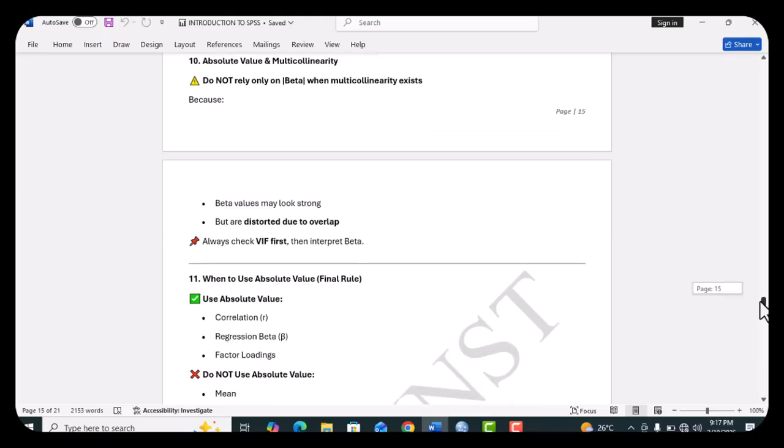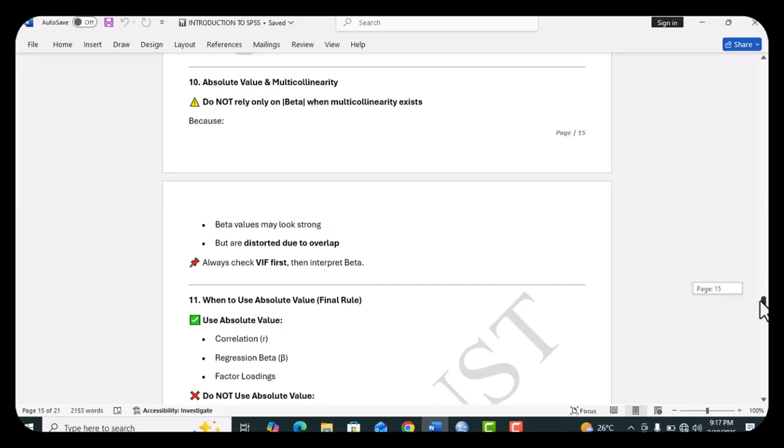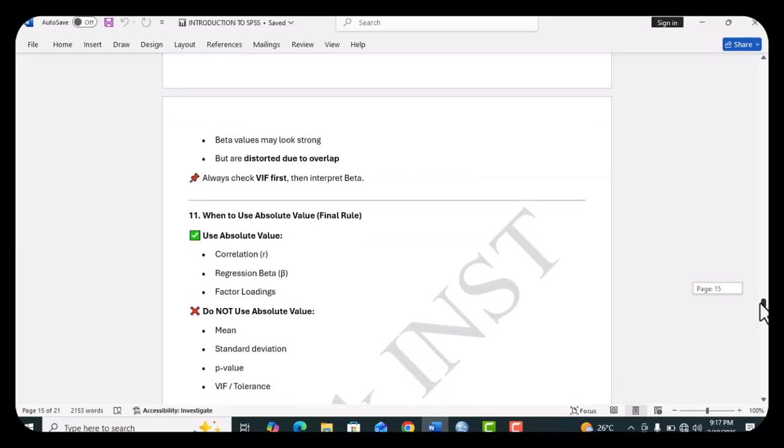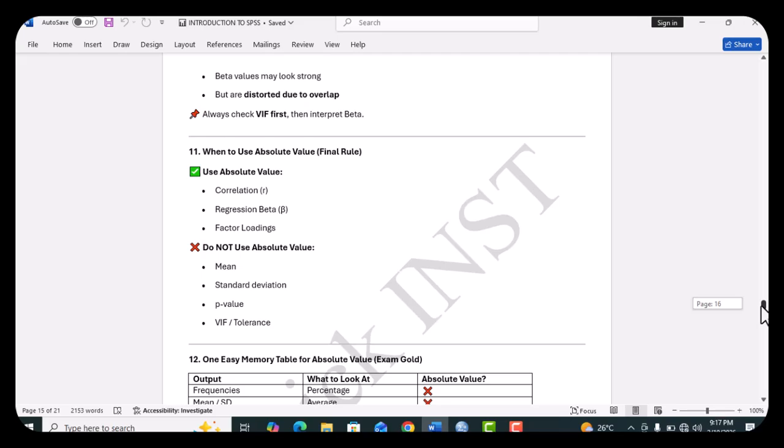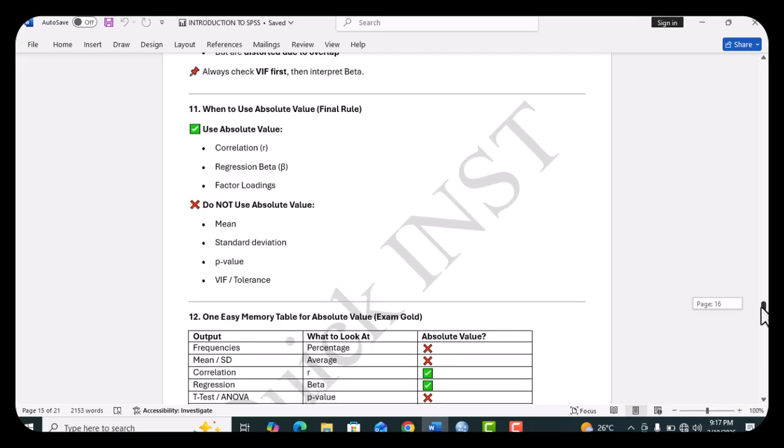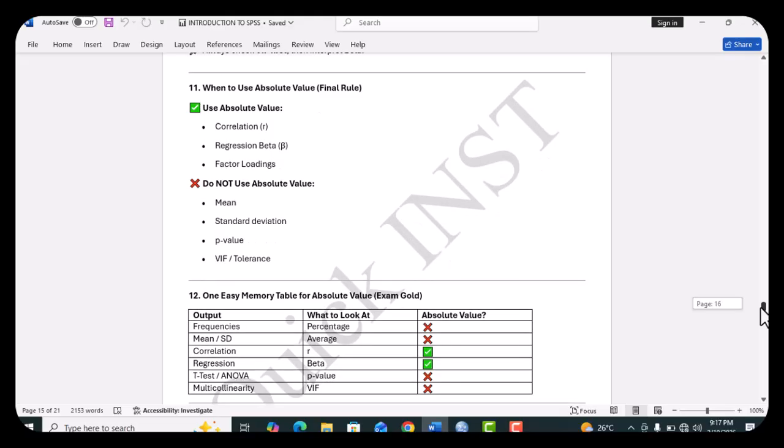We're going to use the absolute value. The absolute value applies to correlation, regression, and maybe factor loading. Most cases you'll need it under correlation and regression. For correlation, you check the absolute value of your correlation coefficient, and for regression, you check the absolute value of the beta. Do not use the absolute value for mean, standard deviation, p-value, and variance inflation factor.